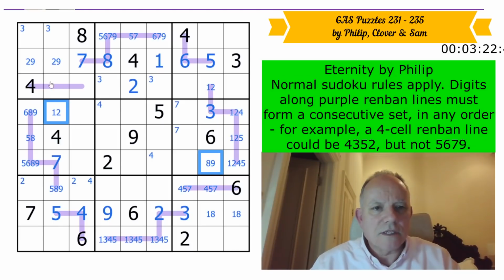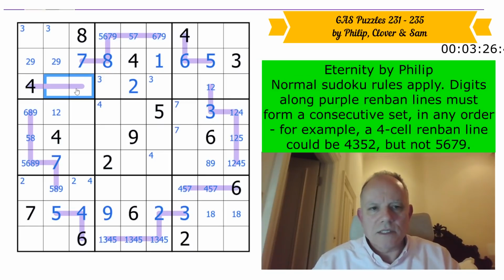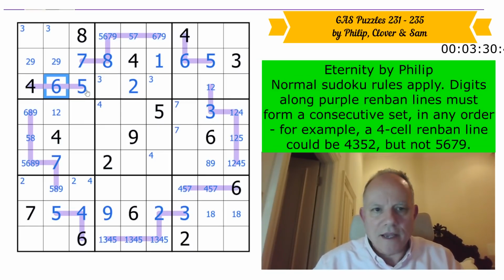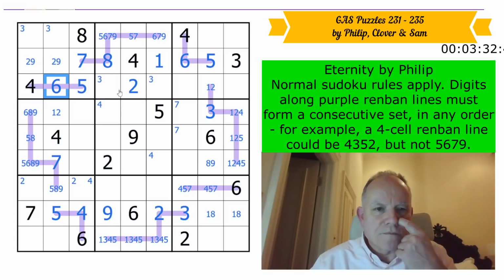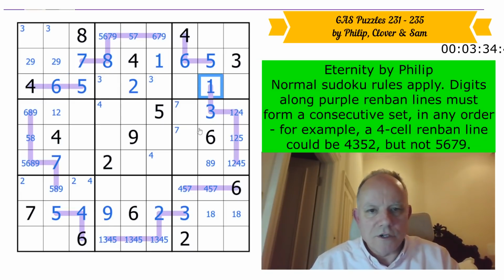Now 2, 9, 7, 8, 4. So these, there's a 3 in one of those 2 cells, so that's a 5, 6 pair. Yes, that is useful. Oh, and that's a 1. It's not a 2 possible anymore. That's a 2, 4, 5 triple.